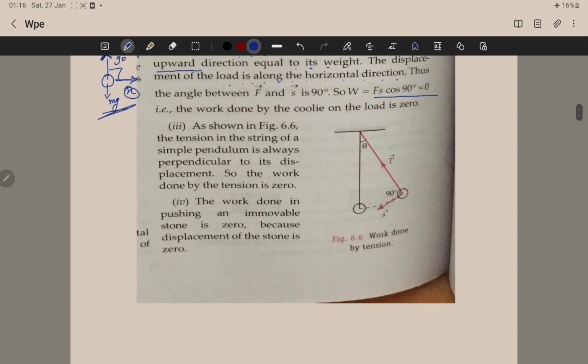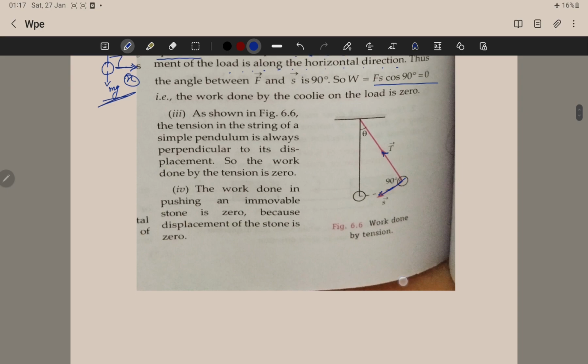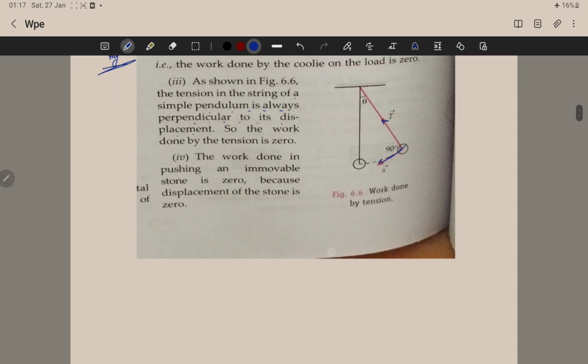One more example is the tension in the string of a simple pendulum. It is similar to the circular case, like the centripetal force we saw. The tension is always normal to the motion of the object, and the displacement is tangential. So they always make a 90 degree angle. Always remember, in case of a simple pendulum, tension is always perpendicular to its displacement. So the work done is zero.